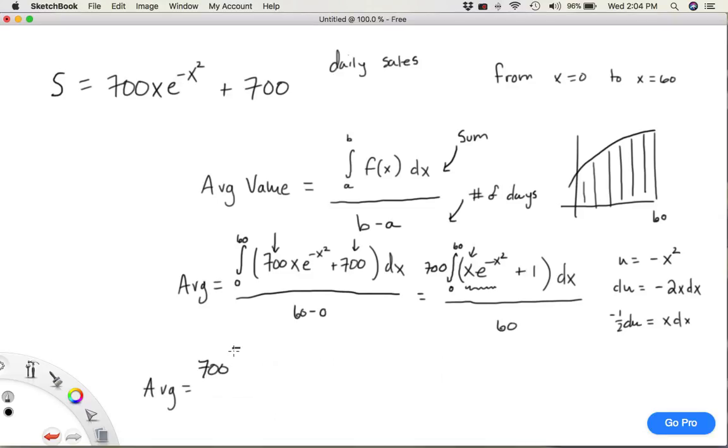Okay, so we did a u substitution on the first one. That's why I had the brackets. First one becomes e to the u times du. The second one, this 1, becomes plus the integral from 0 to 60 of 1 times dx, all over 60. E to the u du just becomes itself, e to the u.